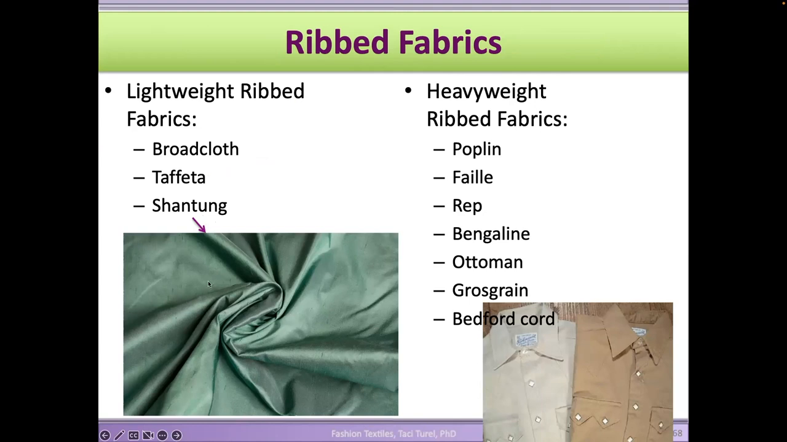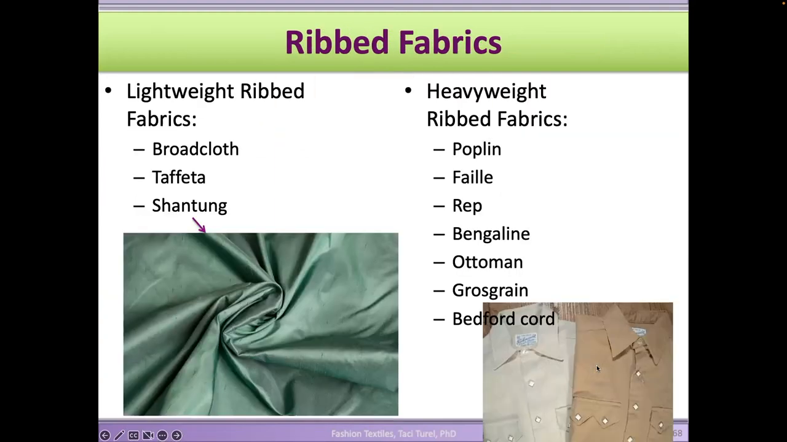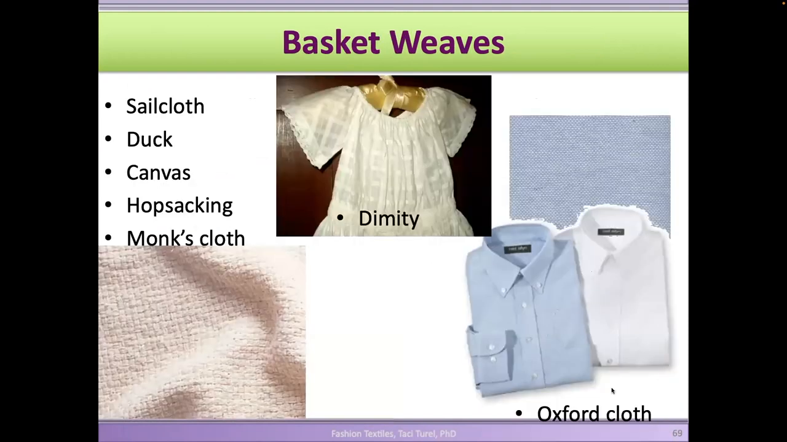These are some of the lightweight rib fabrics, and then some of the heavyweight rib fabrics are like poplin, Bengaline, Ottoman, Bedford cord. This one is Bedford cord here. So you can see the difference between those fabrics.